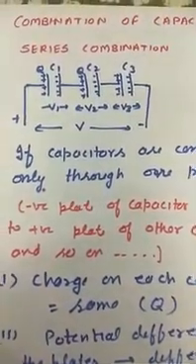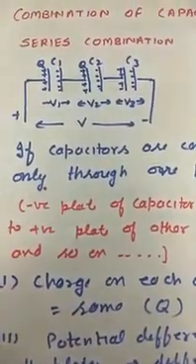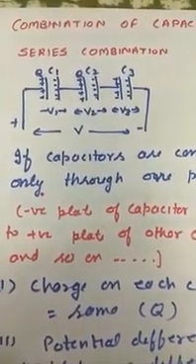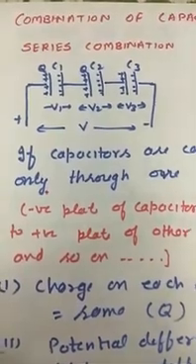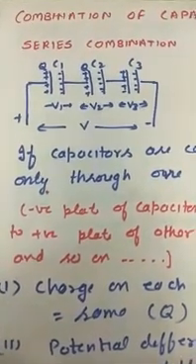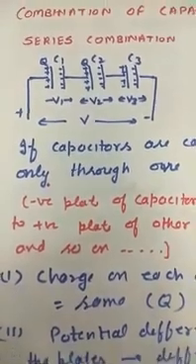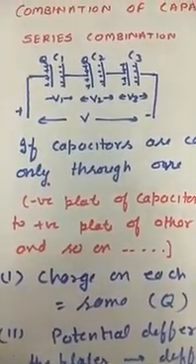Now in this video we will come to the topic combination of the capacitors. Now how can the capacitors be connected? We can connect them in two ways, that is, one is series combination and the other is parallel combination. So how can we say they are in series combination?